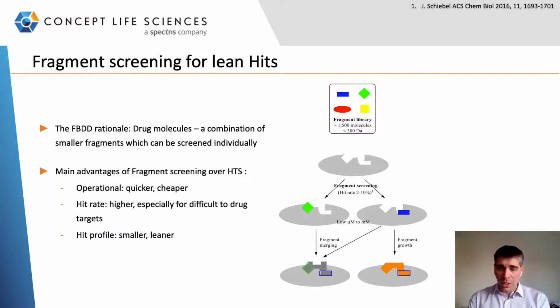fragment screening. We take a fragment library of about 1,000 molecules. By definition, these are fragments, so they are very small molecules, and they are screened against the target of interest to identify hits. And these hits can then be progressed into lead and clinical candidates using various approaches such as fragment growth or fragment merging.